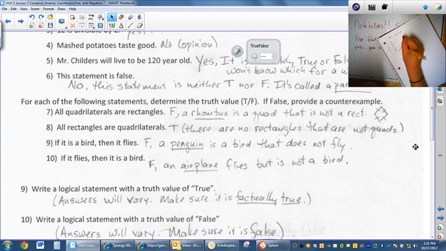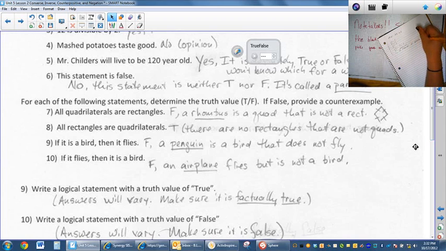Number 7. False. A rhombus is a quadrilateral that is not a rectangle. 8, true. And I wrote up there are no rectangles that are not quadrants. Number 9, false. A penguin is a bird that does not fly. 10, false. An airplane flies, but it is not a bird. And there are plenty of other birds that do not fly, and there are plenty of other things that fly that are not birds. There are multiple answers to have.